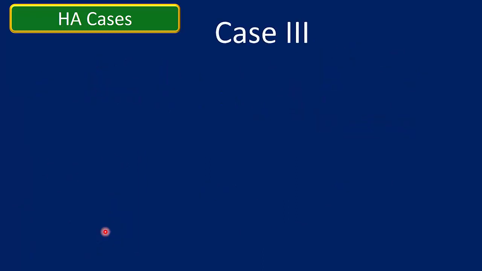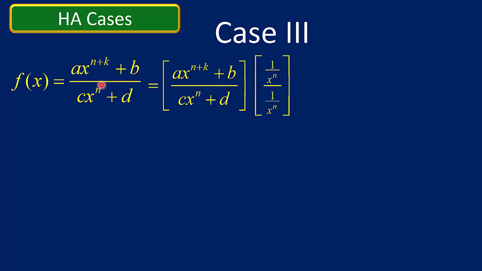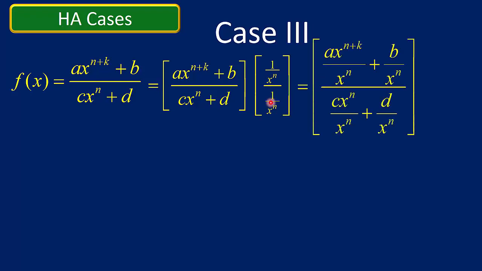Now, case 3. So let's look at this case 3, and it's the case where the degree on the top is bigger than that of the bottom. So if you look at this, let's do this trick. Let's multiply the top and the bottom by 1 over x to the n to illustrate what happens as x goes to infinity. And if we do that, here's what we get. x to the n under the first term, the second term, same thing we've been doing.